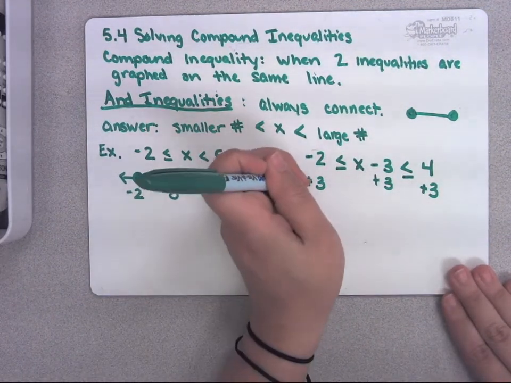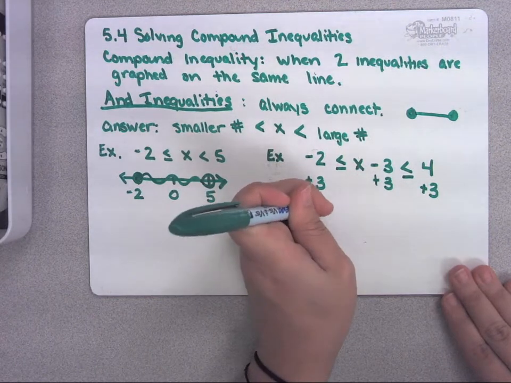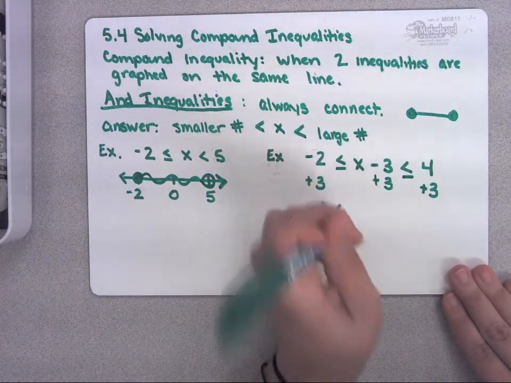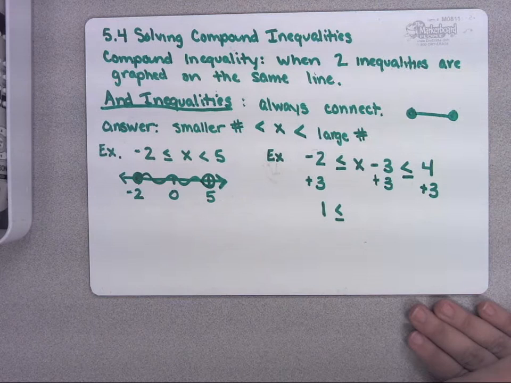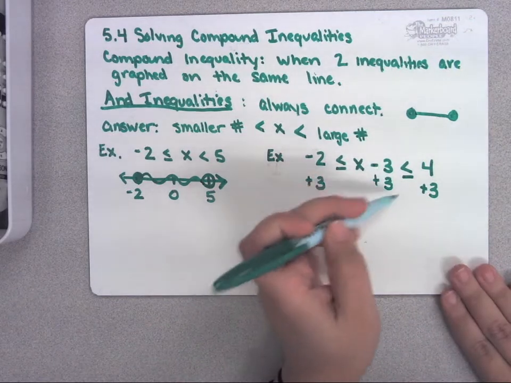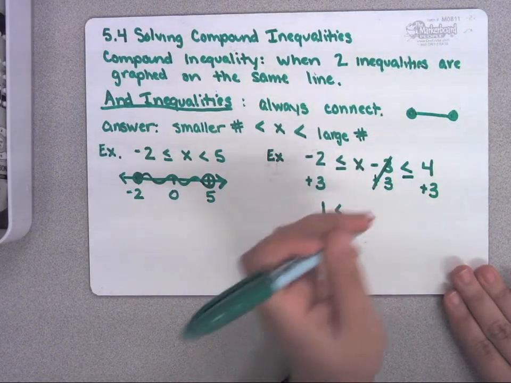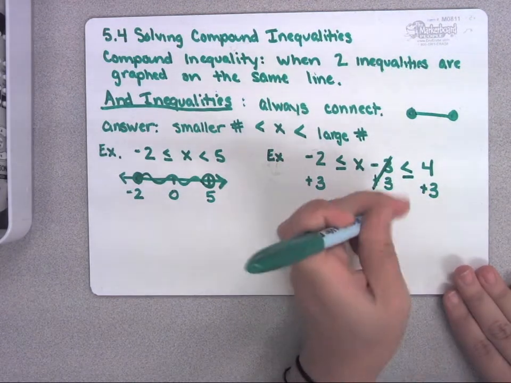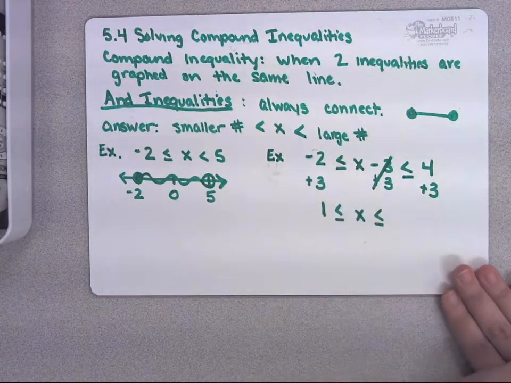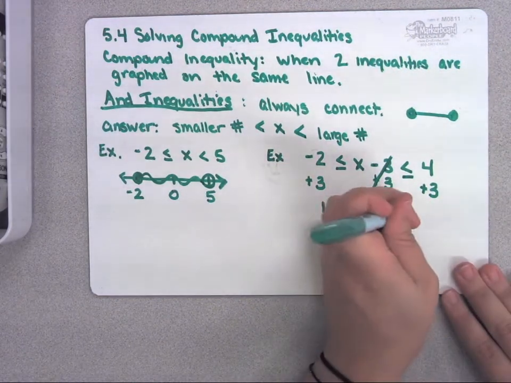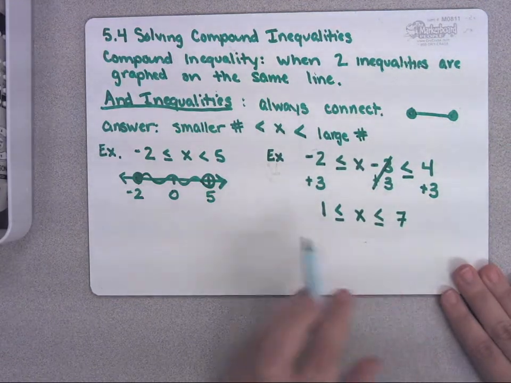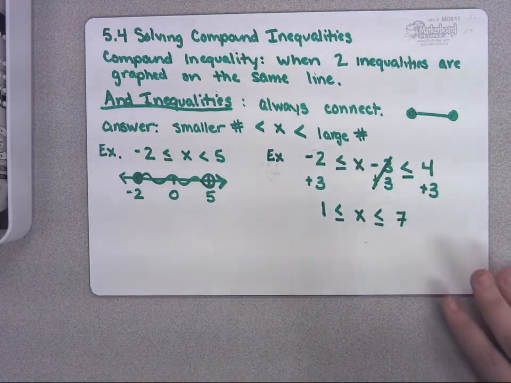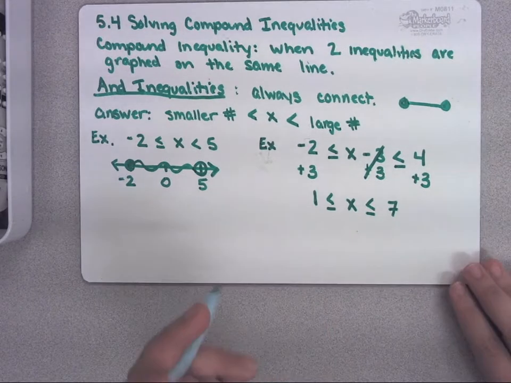So -2 plus 3. What happens in the middle? Those 3's cancel out. What's the only thing left there? X, that's what we want. Then we have our sign. What's 4 plus 3? Now, does that look just like our last one? Can we try graphing it now? Okay, let's graph it.